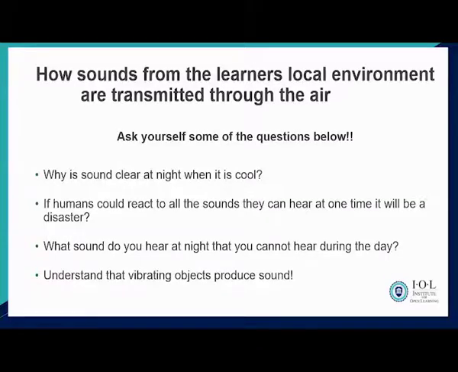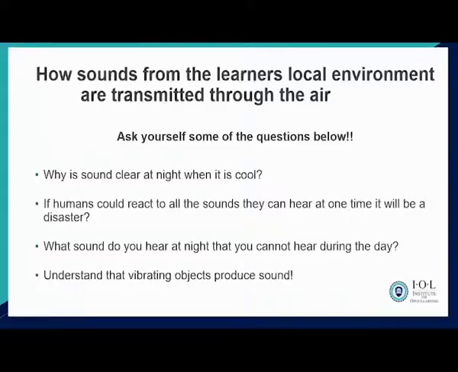You can ask yourself why sound is clear at night and when it's cool. You have probably experienced already that the sound is quite clear at night, and probably when it's cool, like when it's cloudy or not windy at all. Another question that can come into your mind is, if humans could react to all the sounds they can hear at one time, what would it be? Will it be a disaster or not? That was the second question.